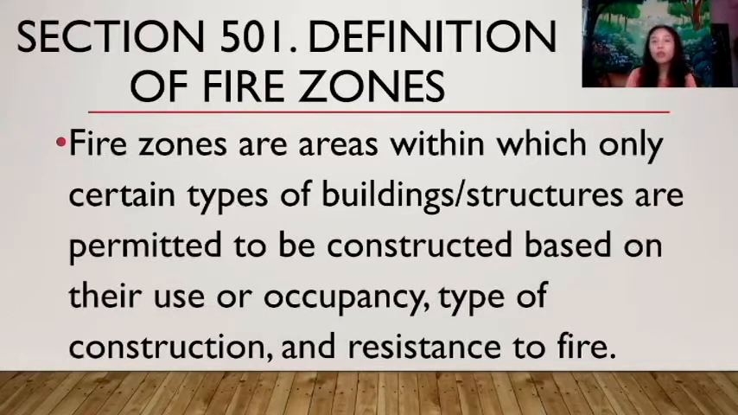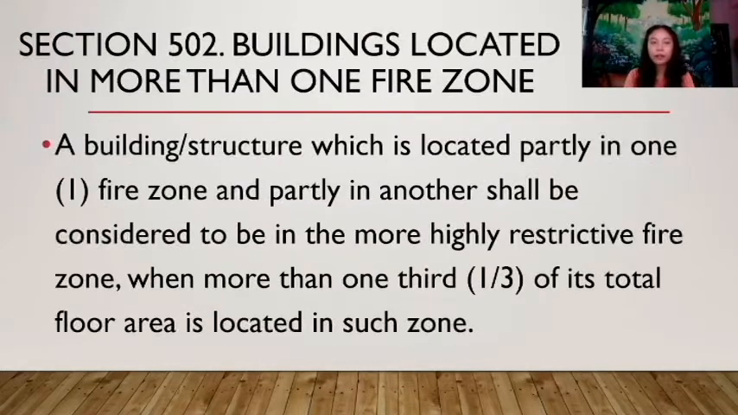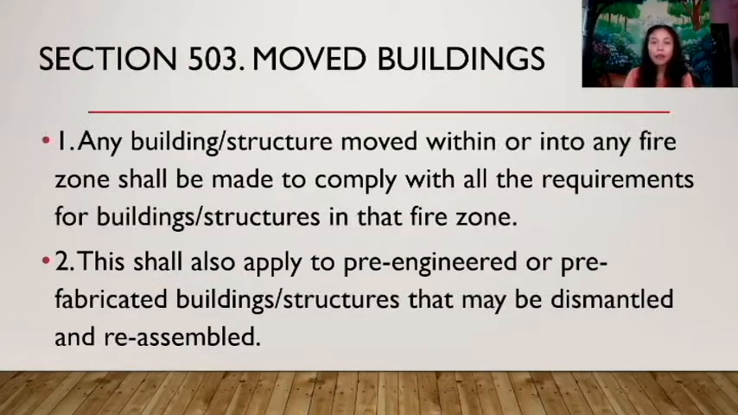So it is an area of a city or municipality that has a certain level of fire risk associated with it as defined in the building code; the relative risk is predicated on density, land use, and existing type of construction in the area. Section 502, Building located in more than one fire zone. A building or structure which is located partly in one fire zone and partly in another shall be considered to be in the more highly restrictive fire zone when more than one-third of its total floor area is located in such zone. Section 503, Moved buildings. Any building or structure moved within or into any fire zone shall be made to comply with all the requirements for buildings or structures in that fire zone.